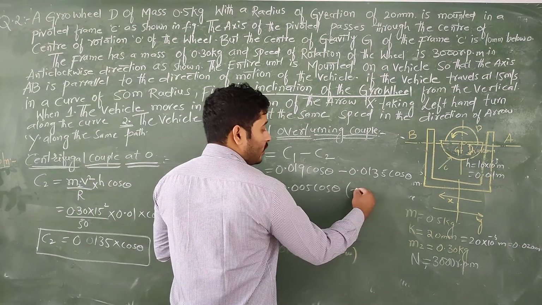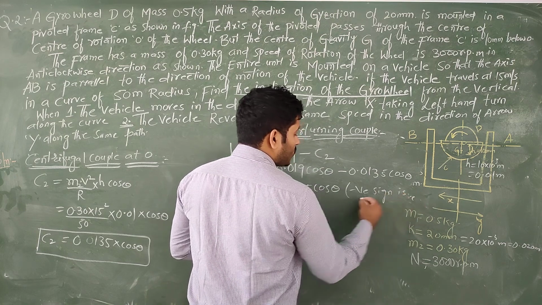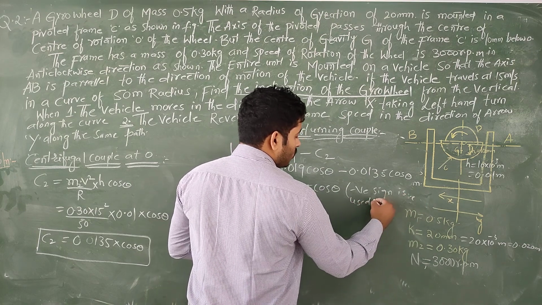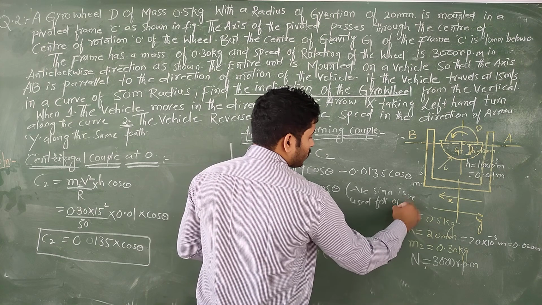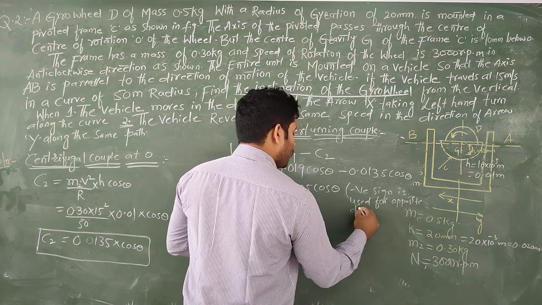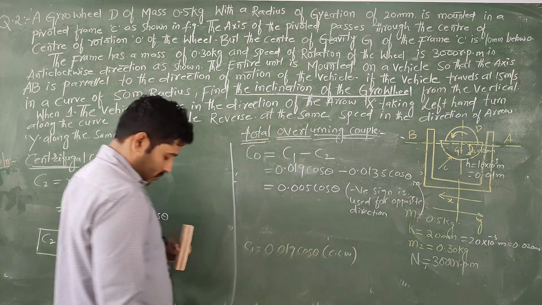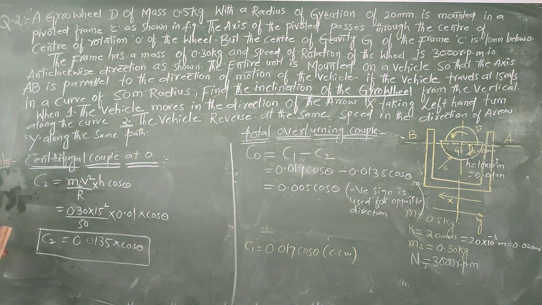I will write here, negative sign is used for opposite direction. Okay dear, then we got the total overturning couple.